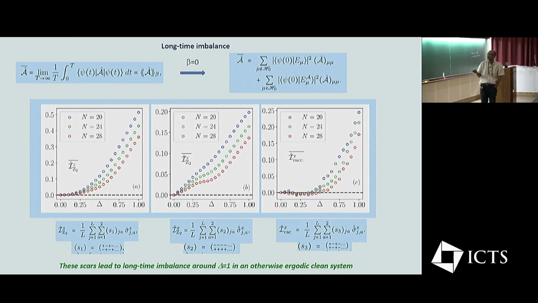And you see that for the initial Néel states, this imbalance starts to grow once we move away from this Z2, from this delta equal to 0. However, for the vacuum state, the imbalance only starts to grow around delta equal to 0.5 and then moves up. And this is a finite size effect, all right, because for larger system size it comes down. So in the thermodynamic limit it's going to vanish. But the point is that for finite chains this is nevertheless a sizable imbalance. So around delta equal to 1, even in this otherwise ergodic and clean system, this thing leads to this thing.